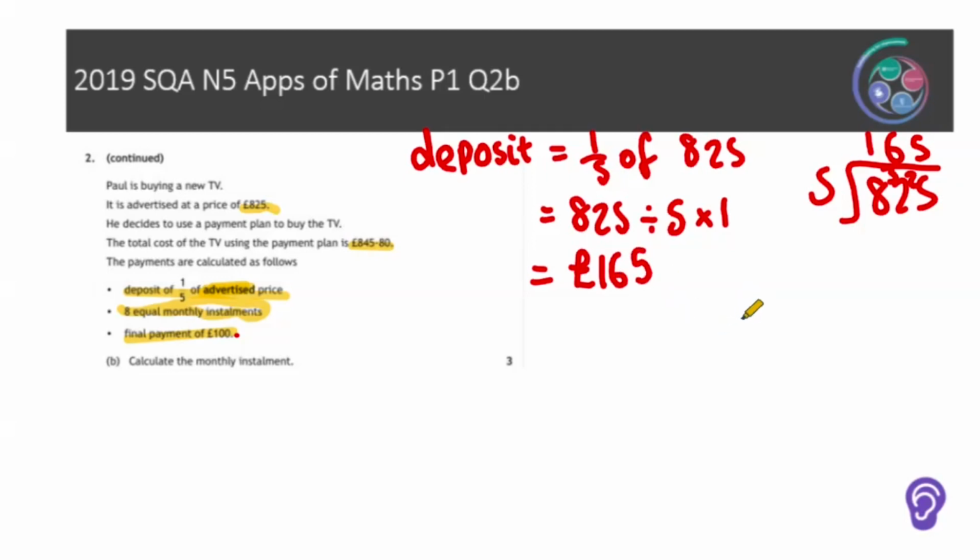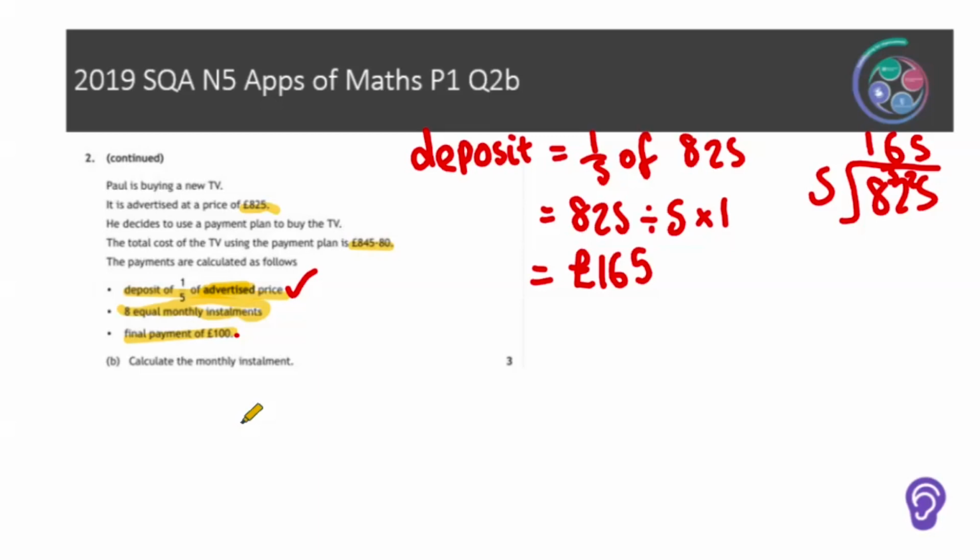Now I want to find the monthly instalment. I've dealt with the deposit, but I've not dealt with the final payment. Now the final payment is not included in those 8 equal monthly instalments. I pay my deposit, then I make these 8 equal monthly instalments, and then at the end of the 8 equal monthly instalments I've got £100 that I'm then going to pay off. As it's not counted in my 8 equal monthly instalments, I'm going to have to get rid of that final payment there. I'm going to have to account for the fact that that is totally separate.